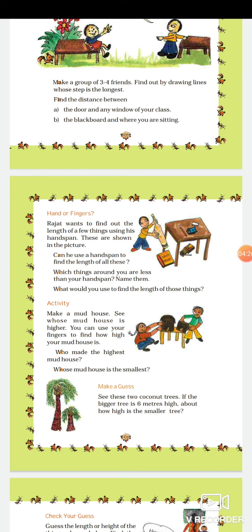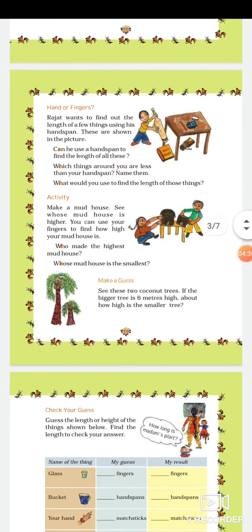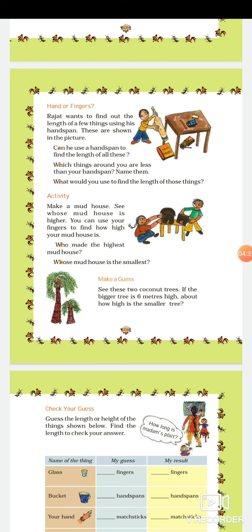Make a guess. See these two coconut trees. If the bigger tree is 6 meters high, about how high is the smaller tree? Okay, so two trees are there, so you have to find out and do guesswork. So you have to measure it and then write in the copy.